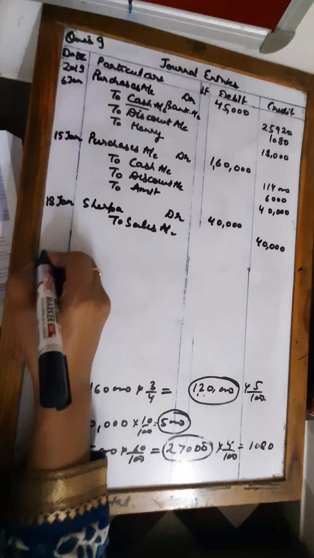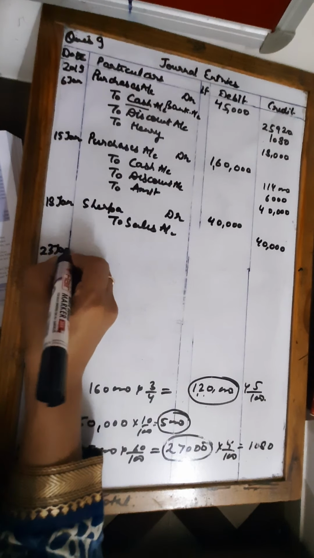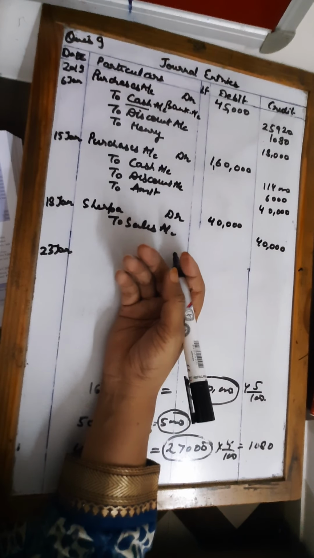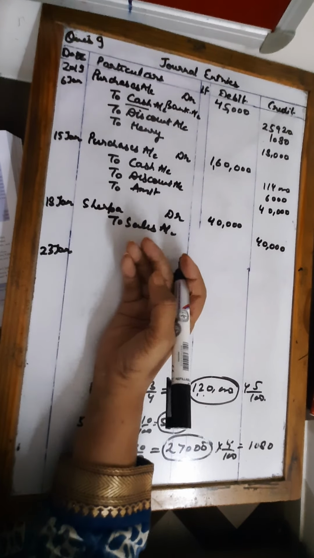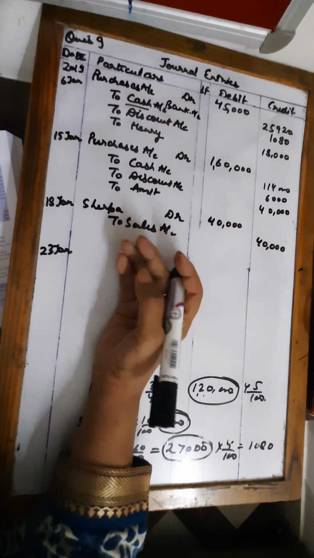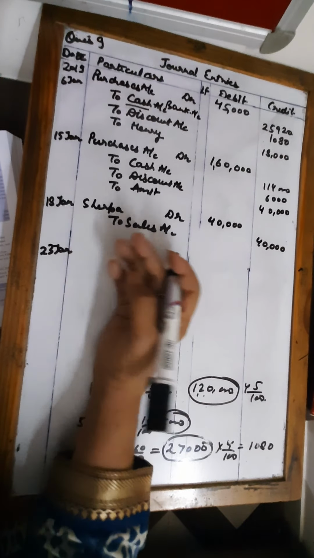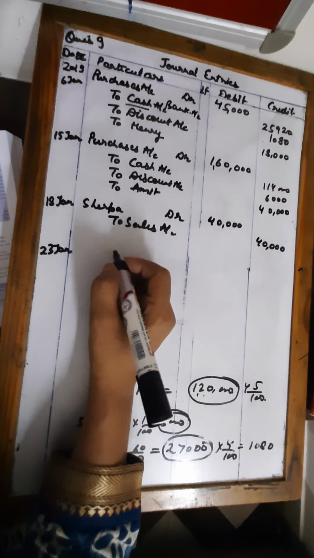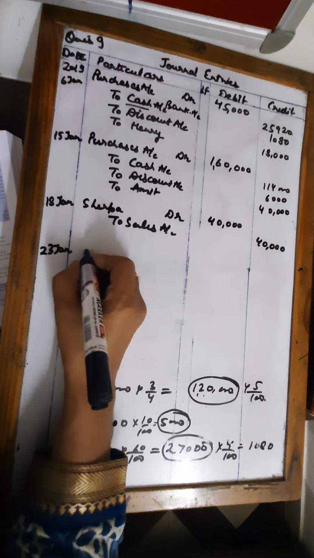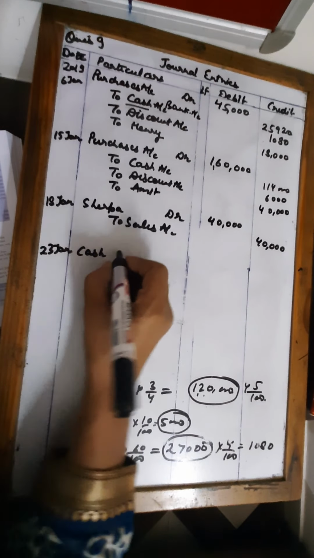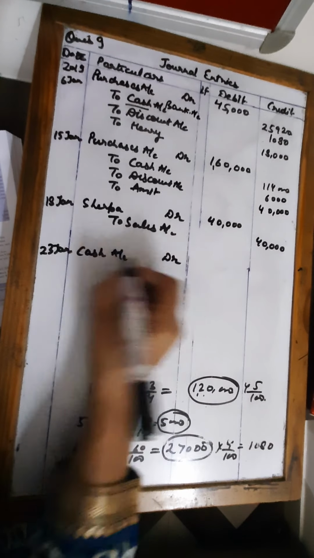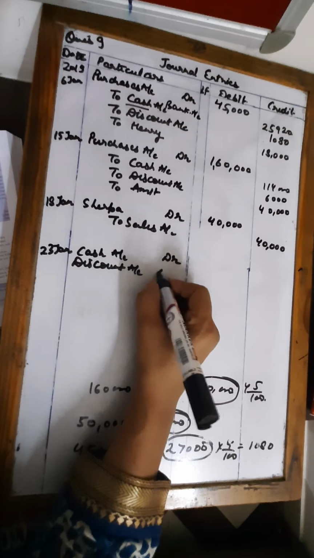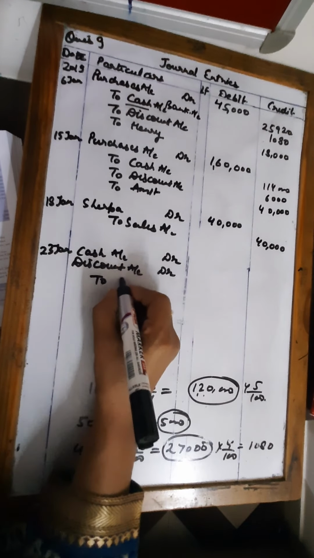Payment received on 23rd January, which is within 7 days, because if she pays within 7 days, they will allow cash discount, and she is paying on 23rd. So 18, 19, 20, 21, 22, 23. So within 7 days she paid. So here she will get the discount. So entry will be cash account debit, discount account debit, to Shirpa.